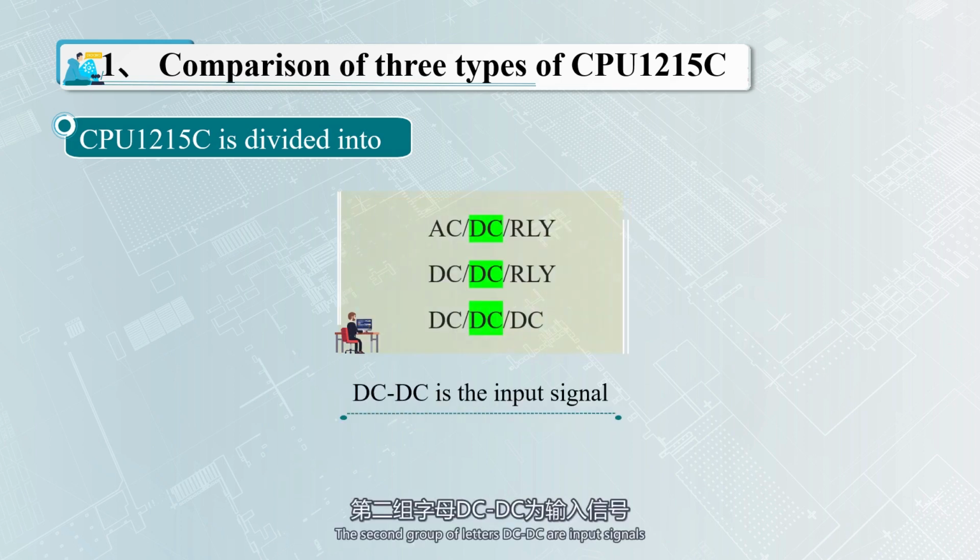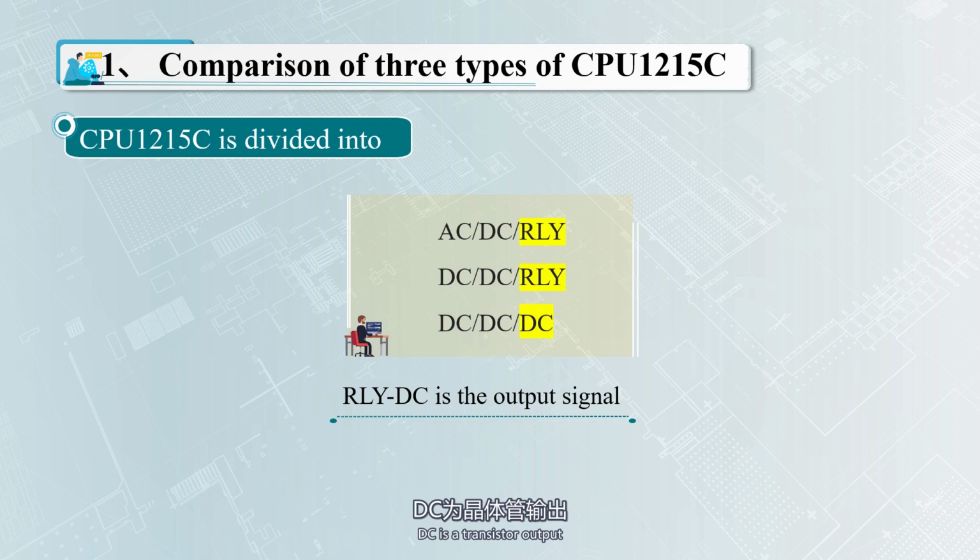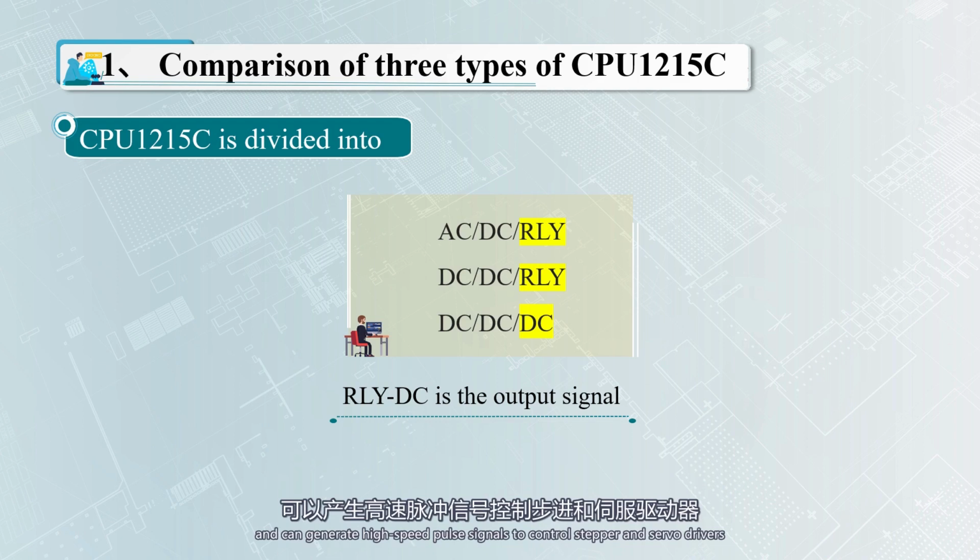The second group of letters DC-DC are input signals, all of which are DC input signals, and the input signals need to be connected to a DC power supply in series. The third group of letters RLY-DC represents the output signal, and RLY represents the relay output, which can be connected to AC and DC loads. DC is a transistor output that can only be connected to DC loads and can generate high-speed pulse signals to control stepper and servo drivers.